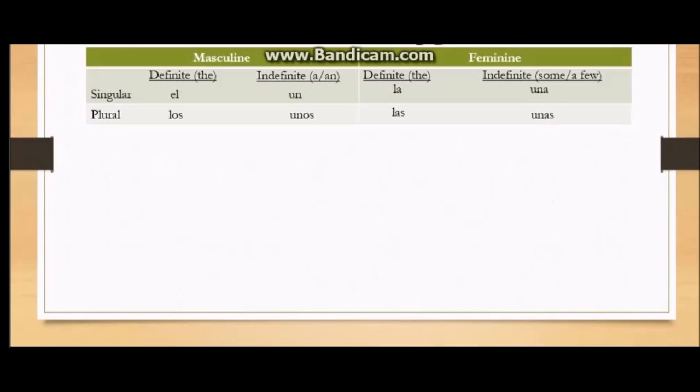Articles can be masculine, feminine, singular, and/or plural. Masculine articles that are singular are el or un. Masculine articles that are plural are los or unos. The difference between masculine articles is whether it's a definite article or an indefinite article.